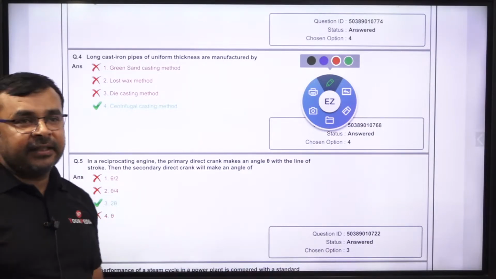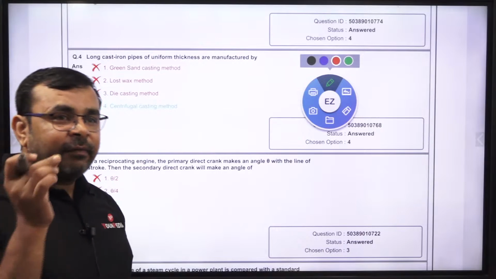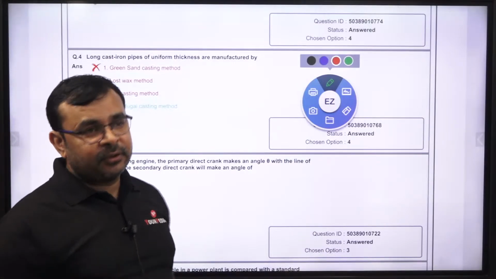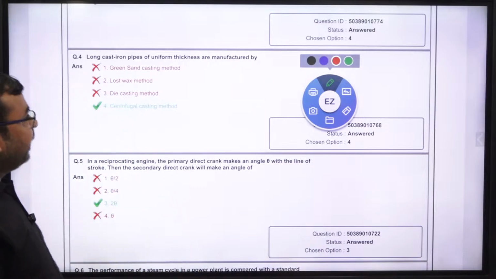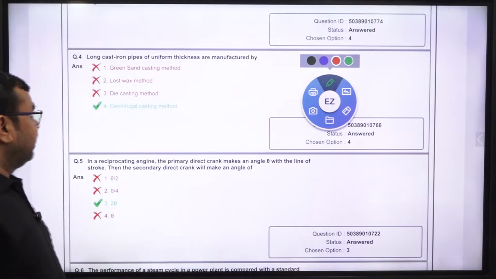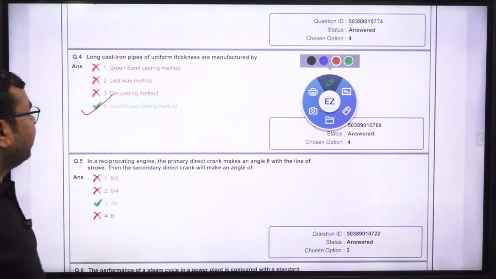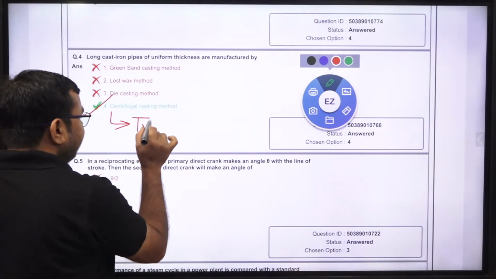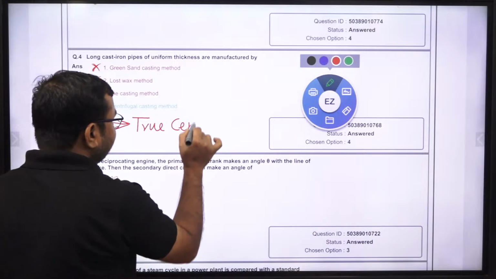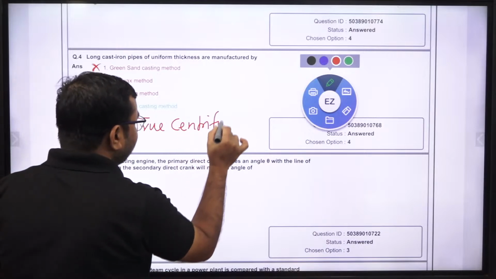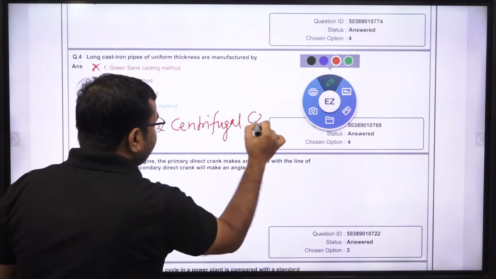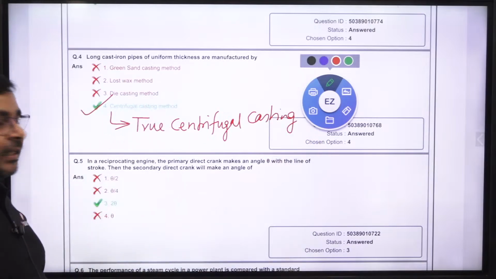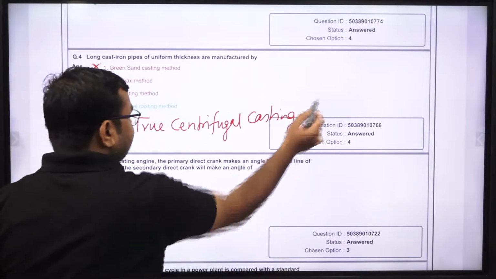Then obviously the answer is centrifugal. And if I tell you more precisely, then the true centrifugal casting process will be used for making long cast iron pipes, yes or no? So the correct answer is centrifugal casting, and if we see more precisely, then we can say true centrifugal casting. Is it clear?